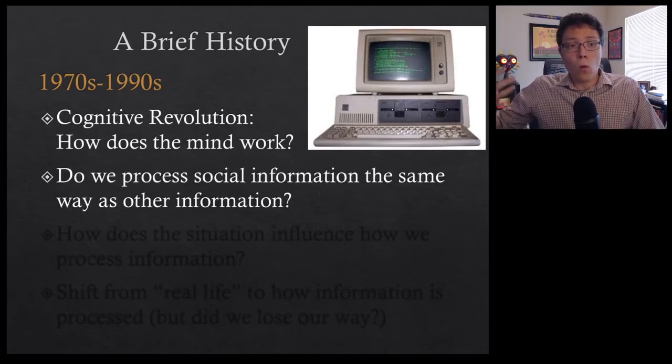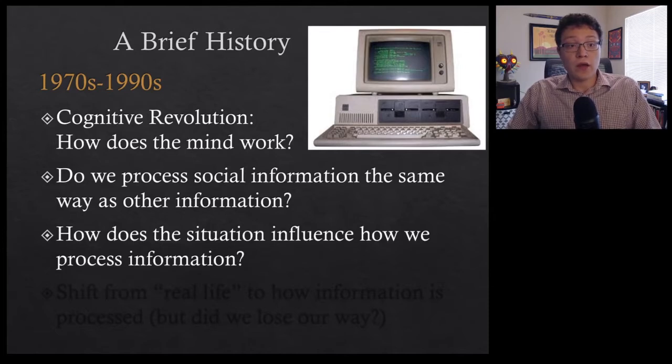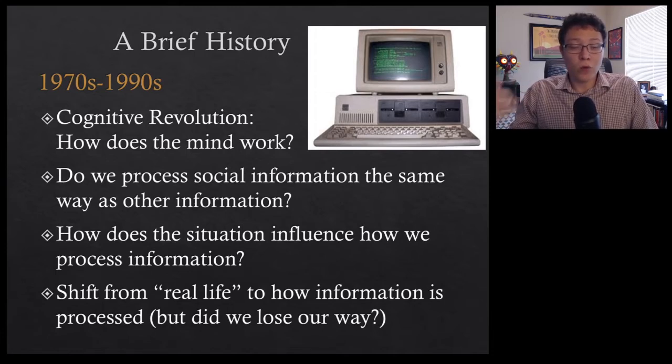So some of the questions that social psychologists were asking here, or more social cognitive psychologists, are, do we process social information the same way as other information, right? How does the situation influence how we process information? And this was really a shift from real life, so some of those unethical experiments, to more understanding how information is processed. And I like to put up this, but did we lose our way?